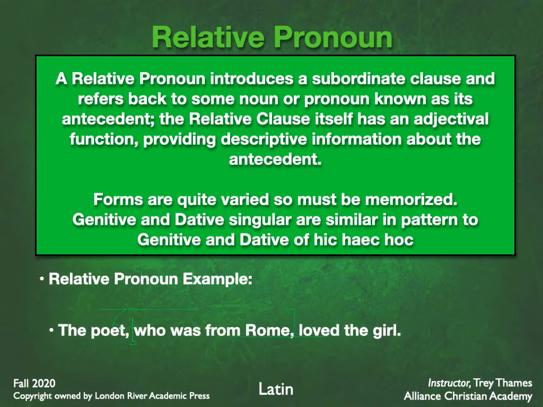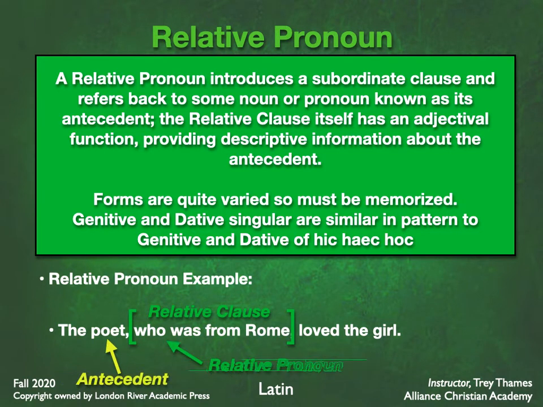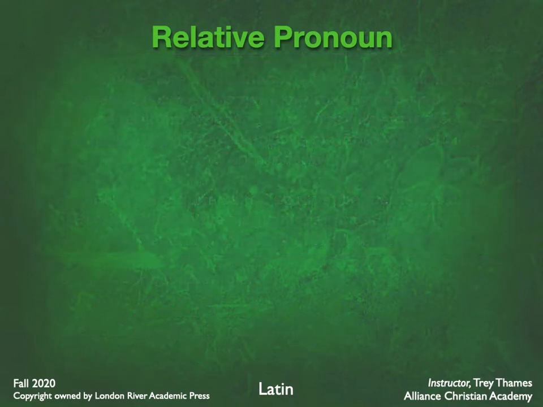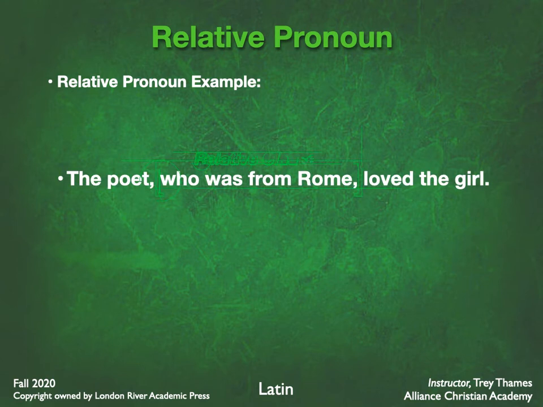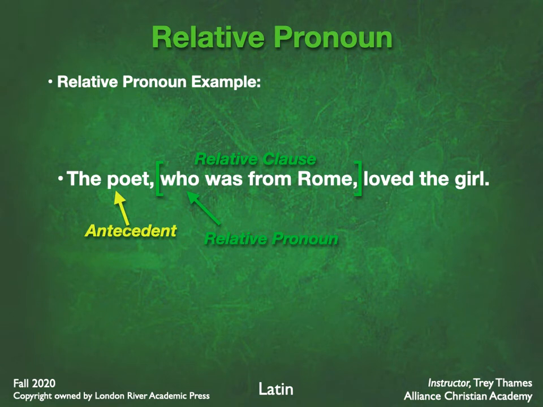Simple sentence: the poet who was from Rome loved the girl. There's your relative clause, who was from Rome. Poet is the antecedent, and who is the relative pronoun. Let's see if we can break this down a little bit more. Same sentence: the poet who was from Rome loved the girl. Again, who was from Rome is the relative clause. Poet is the antecedent. The relative pronoun is who.